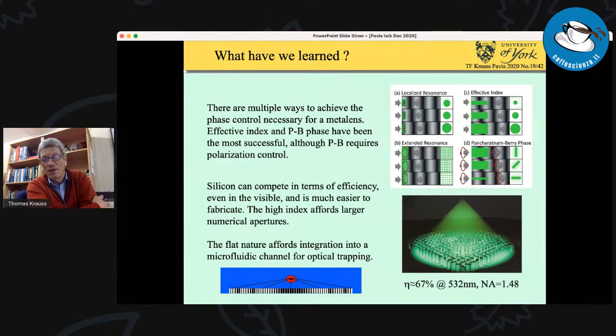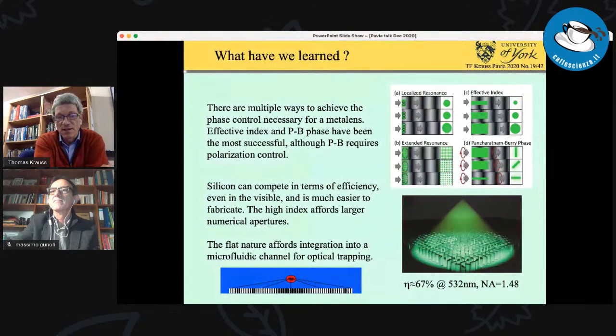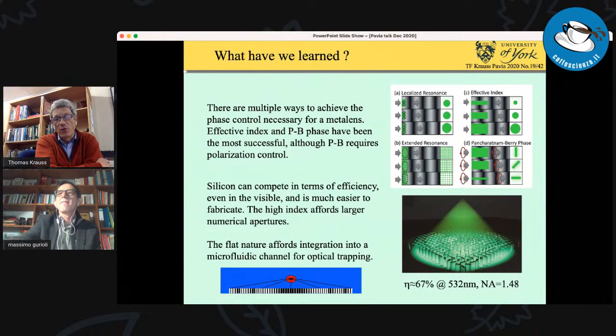Okay, so I'll come to my first break. I've told you about how to make a metalens in a high index silicon structure. There's a variety of ways of doing the phase delay, and I've demonstrated that we can do both high efficiency and high numerical aperture. And as a little gimmick, I showed you our lens used for trapping. That's a nice example where you do not want to use a thick glass lens because it would get in the way of your channel. Okay, let's have a pause here.